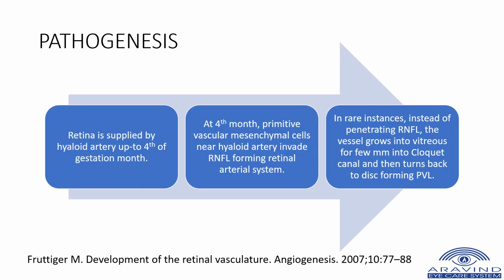Coming to pathogenesis, the retina is supplied by the hyaloid artery. At the 4th month of gestation, primitive vascular mesenchymal cells near the hyaloid artery invade the RNFL, forming the retinal arterial system. In rare instances, instead of penetrating the RNFL, the vessel grows into the vitreous for a few mm into Cloquet's canal and then turns back to the disc, forming a PVL.